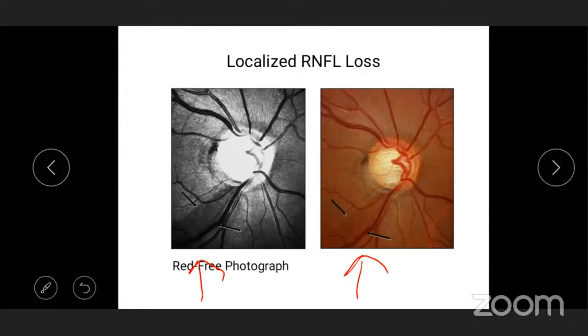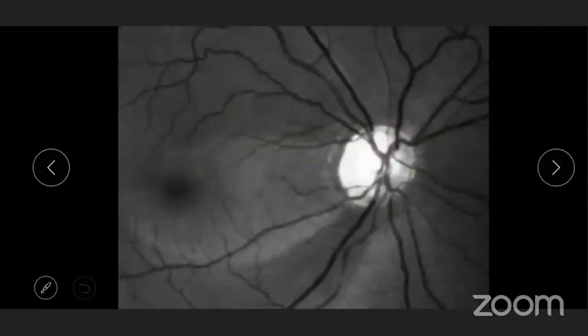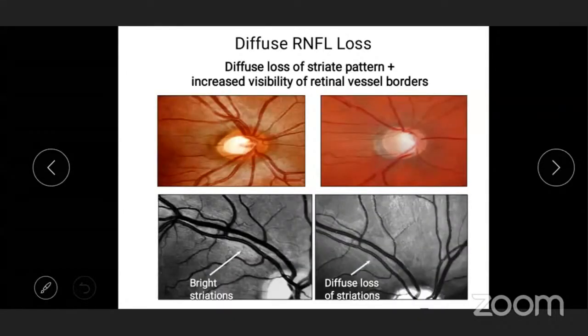So you can have an obvious RNFL defect with the red-free photograph. And look at this. I'll just point out, see, this is the same thing. The inferotemporal wedge shape defect in another patient, very well seen with the red-free photograph or the red-free filter. So the diffuse RNFL loss, then once you have a sector defect, in contrast, you can see it nicely, which I showed you in the previous slide.